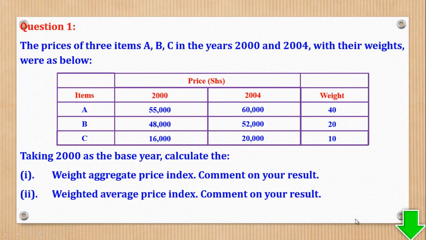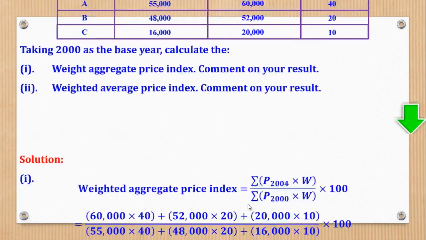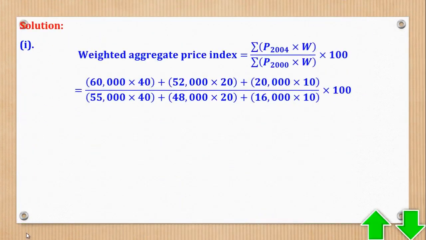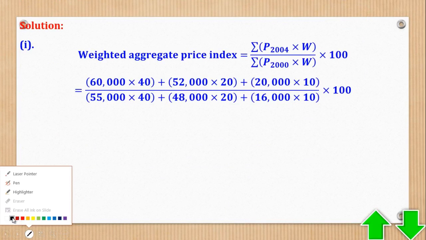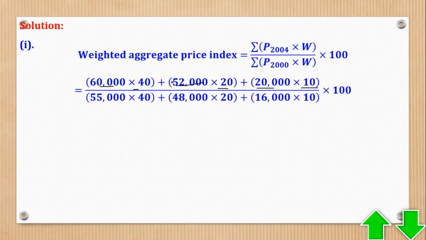Therefore, we shall go here and apply price, weight, price, weight, price, weight for the numerator. Denominator also price, weight, price, weight, price, weight. And after multiplying, we have to keep on summing them up.